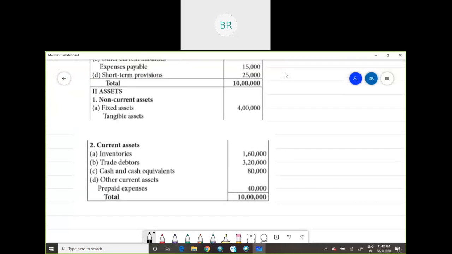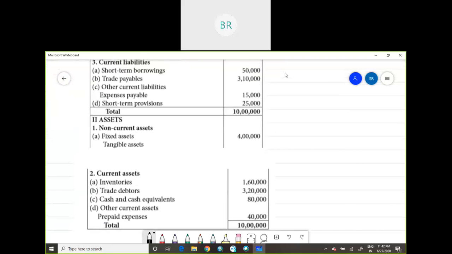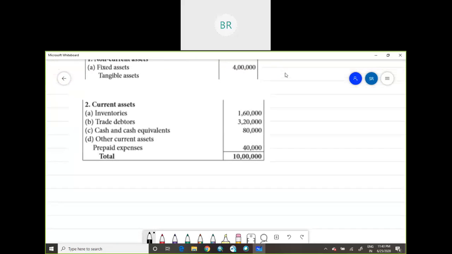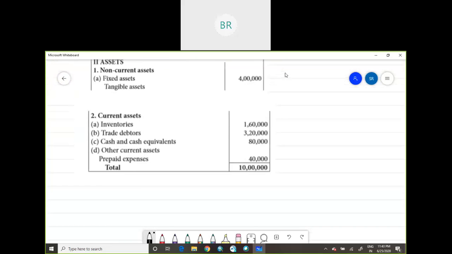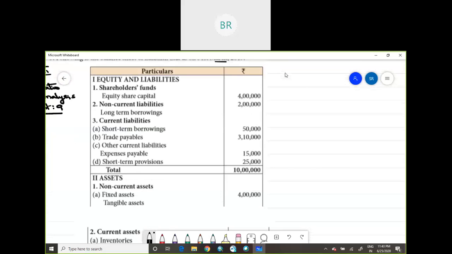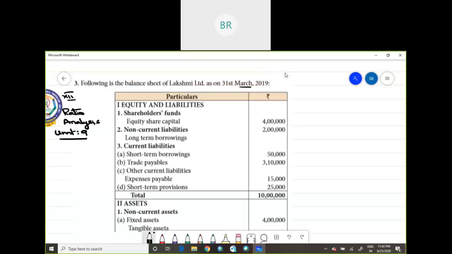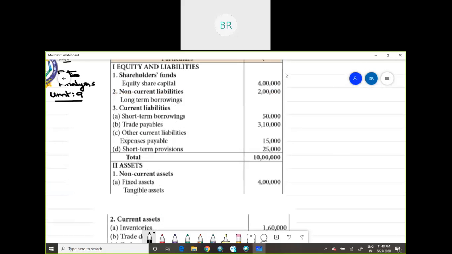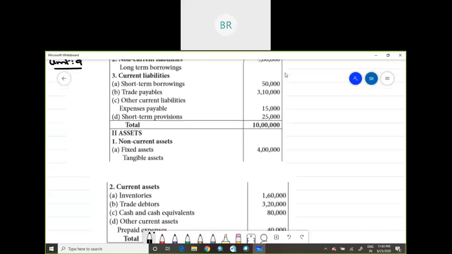Right? Now, what do they want you to find out in this problem? They want you to find out the current ratio and the liquid ratio, that is, the current ratio and quick ratio. So under liquidity ratios, you have two ratios, the current ratio and the quick ratio. So we are going to find out the current ratio first.